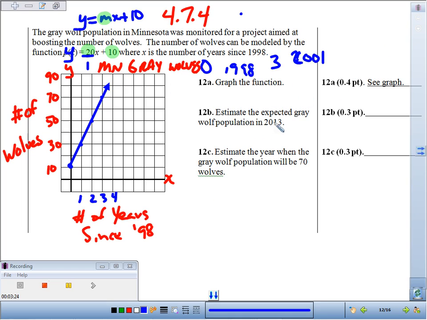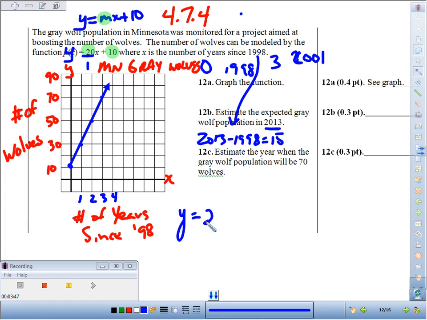There's part A. Part B, estimate the expected gray wolf population in 2013. A couple ways you can do that. What I'd probably suggest is, remember, X is years since 1998. Well, how many years since 1998 is 2013? It's 15 years. Okay, so take your equation. Y equals 20 times 15 years later plus 10. So you've got 300 new wolves plus the 10 original wolves. You're looking at 310 wolves in 2013.